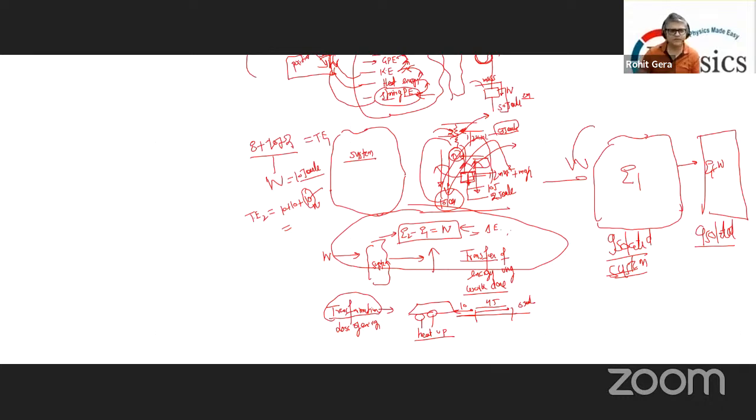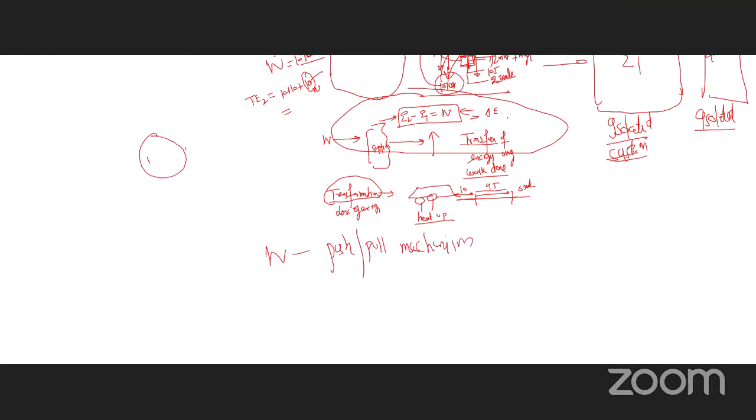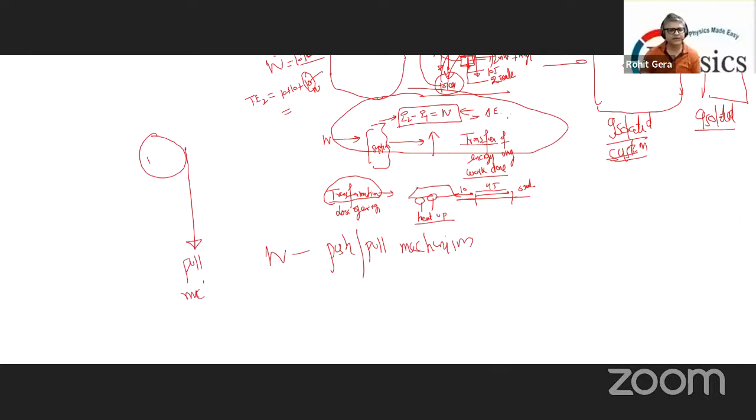So work, what does work become? Work becomes a push or a pull mechanism. Just now we pulled the wheel like this, right? Yes, it was a pull mechanism. What is it doing? Finally, the work is transferring energy to the system.